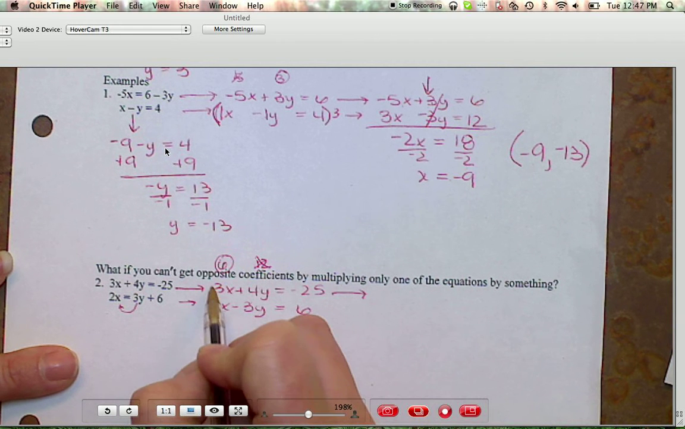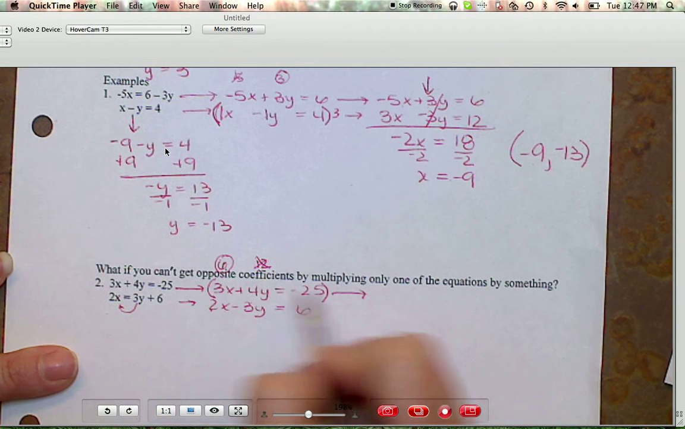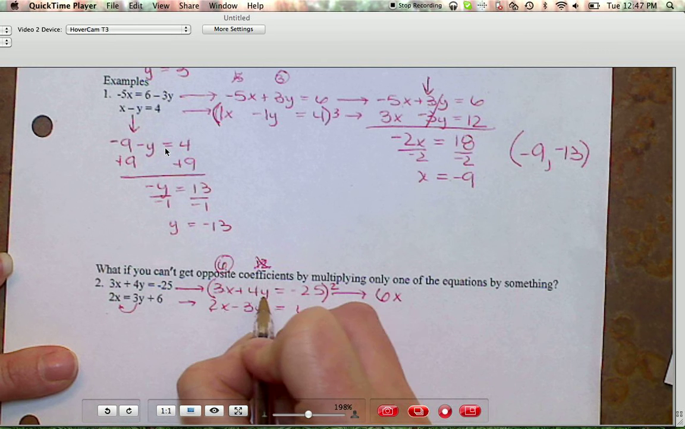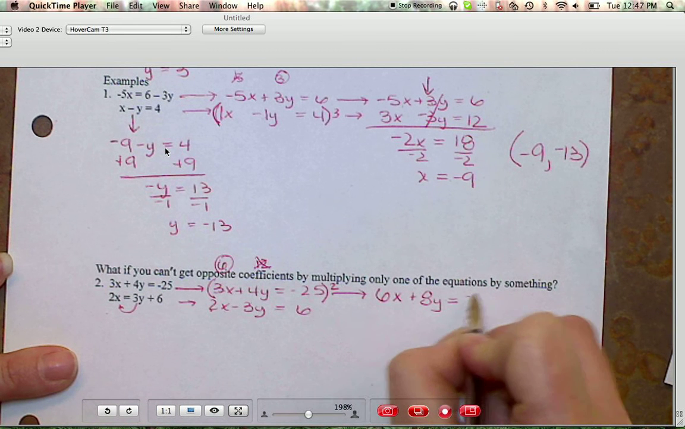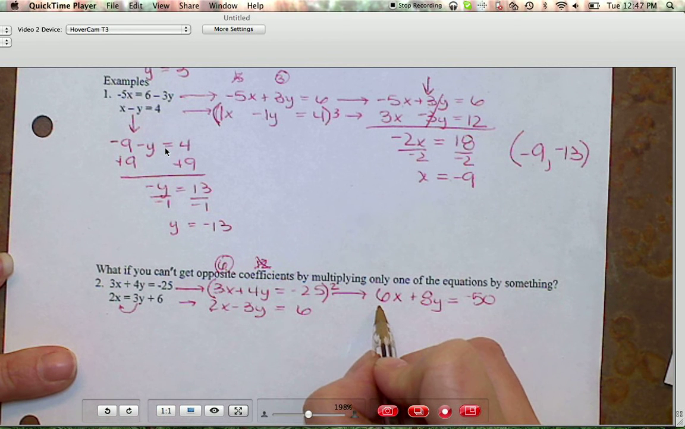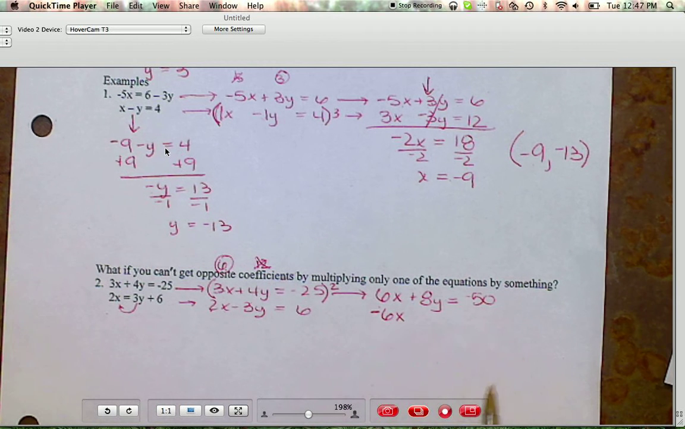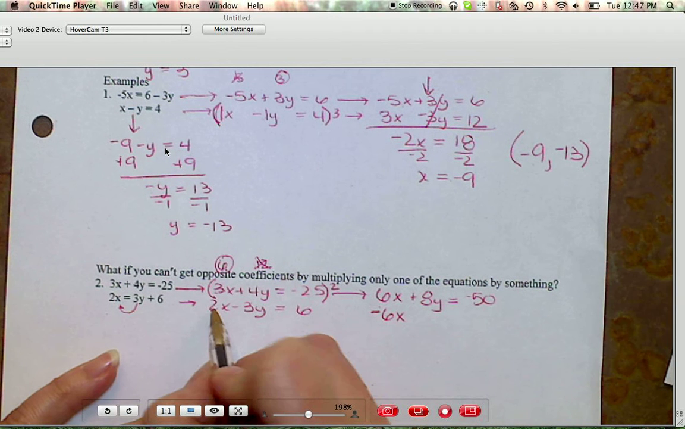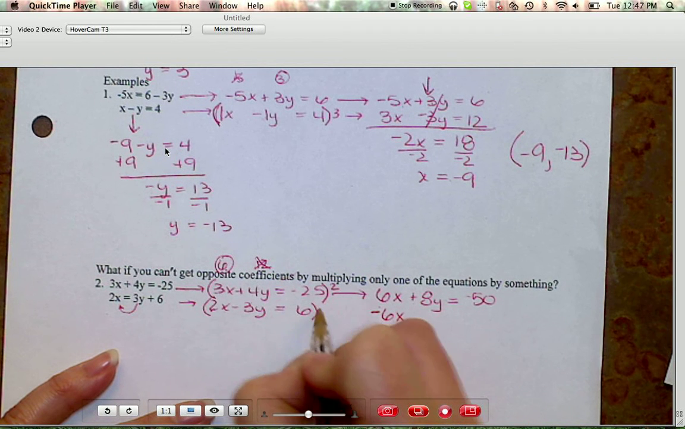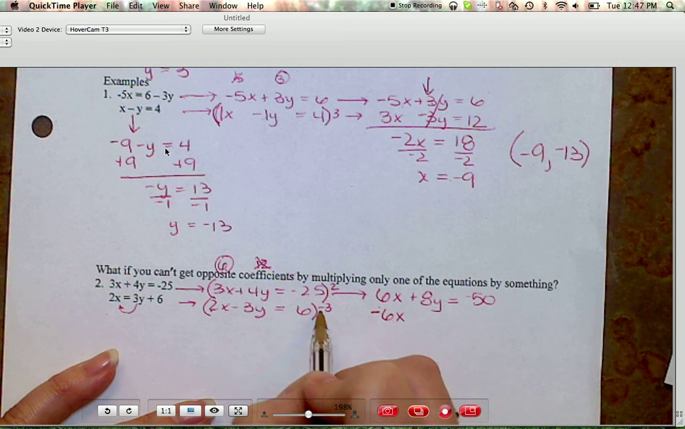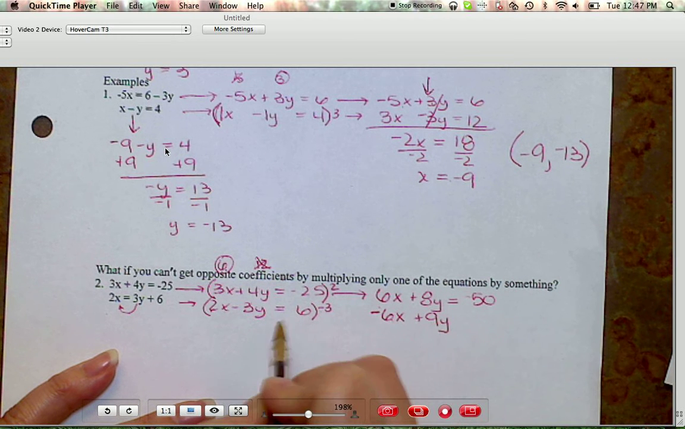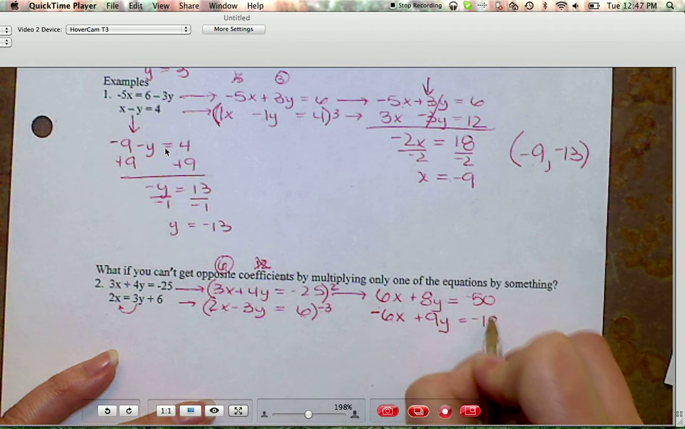So I need to multiply this by 2 if I want to get a 6x in this column. So 6x, multiply everything, plus 8y equals negative 50. Multiply 2 by every single piece. So I've got a 6x here. I need to get a negative 6x, so I have an opposite. So right now I have a 2. What can I multiply 2 by to get negative 6? That could be a negative 3. So 2 times negative 3 will give me negative 6x. Negative 3 times negative 3 gives me positive 9y. And 6 times negative 3 equals negative 18.